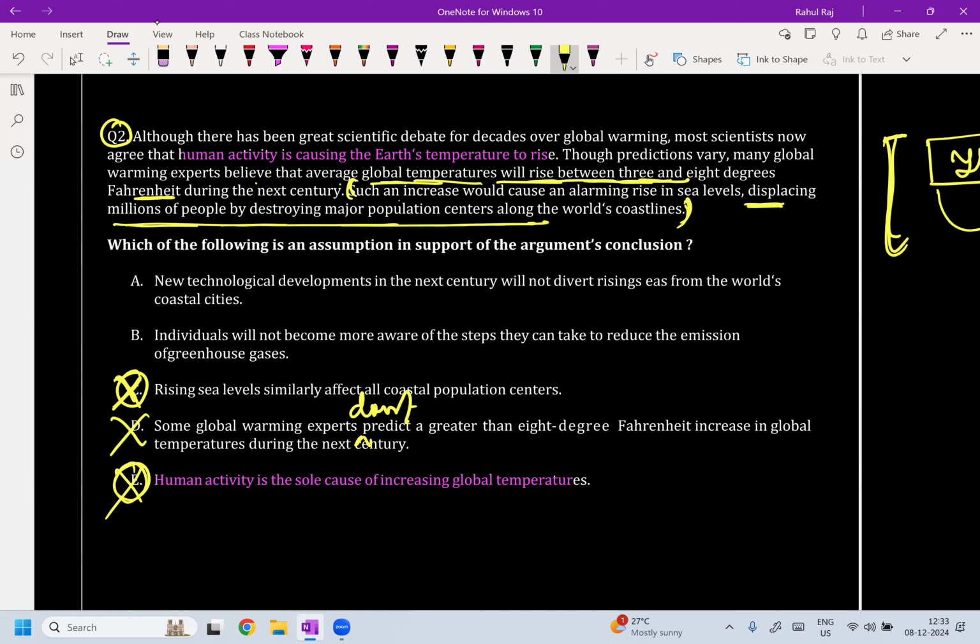Some global warming does not predict a greater than 8 degree Fahrenheit. If this is the case, then it is nothing but a restatement of fact. It's already written in the fact that the temperature will rise between 3 to 8 degree Fahrenheit. And even if the temperature rises between 3 to 8 degree Fahrenheit, they have given you, the conclusion will still hold: that such an increase will cause an alarming rise in the sea level, displacing millions of people. So this is trying to do nothing.